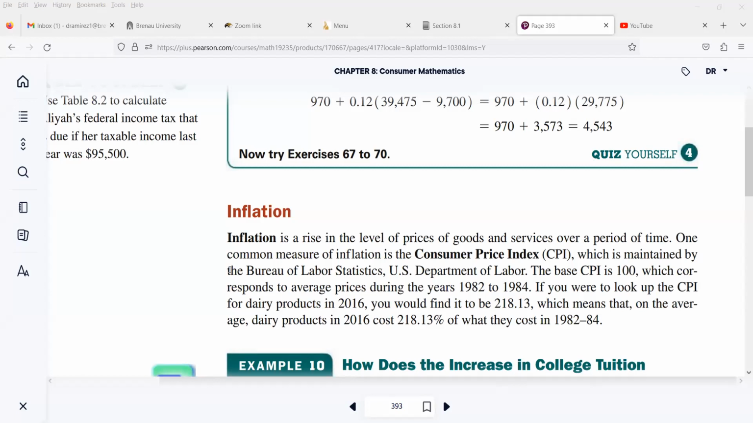So if you were to look up the CPI for dairy products in 2016, you would find it to be 218.13, which means that on average, dairy products in 2016 cost 218.13% of what they cost in 1982-84.